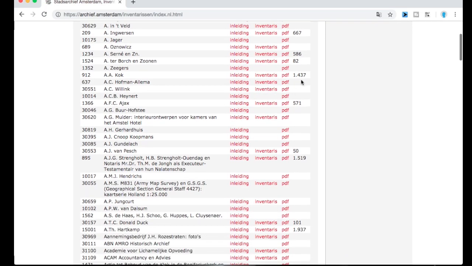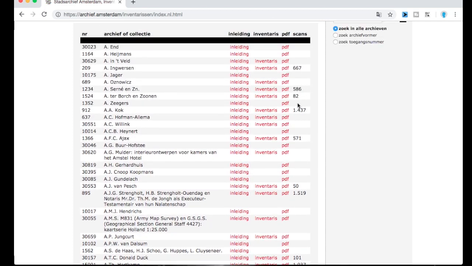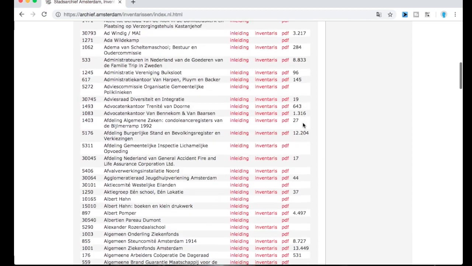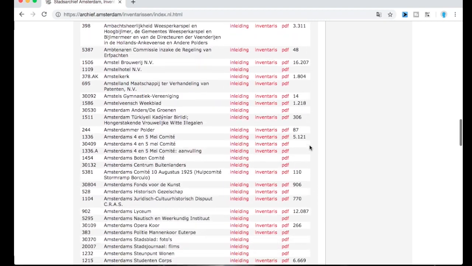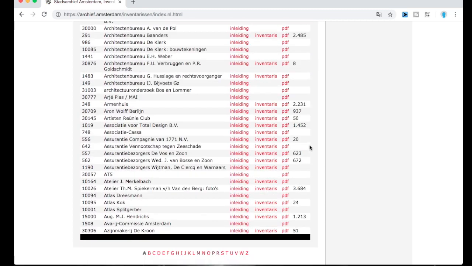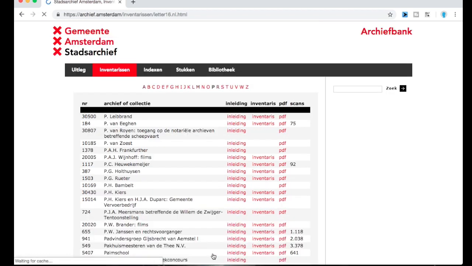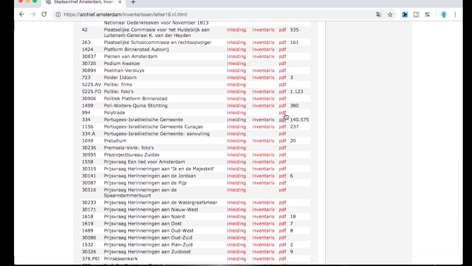So here we can see that there's a lot of catalogs that don't have many scans. Some that have a few, 677, 586, 82, 1400. And then you can find some that have 12,000, 13,000, 10,000, 26,000. And you just have a whole lot of stuff available. And this is just the A's. You can see all A through Z. There's going to be a lot of stuff. So if we look in P, we have a whole lot more catalogs. And here we see one that's 140,000. And this is one that I am in a lot. The Portuguese Jewish community. And we're going to be using this one as an example.